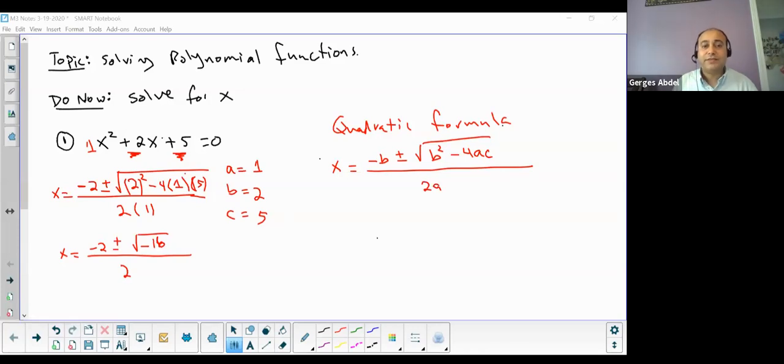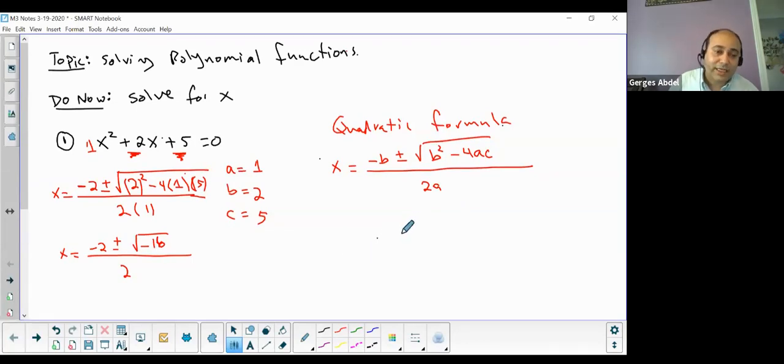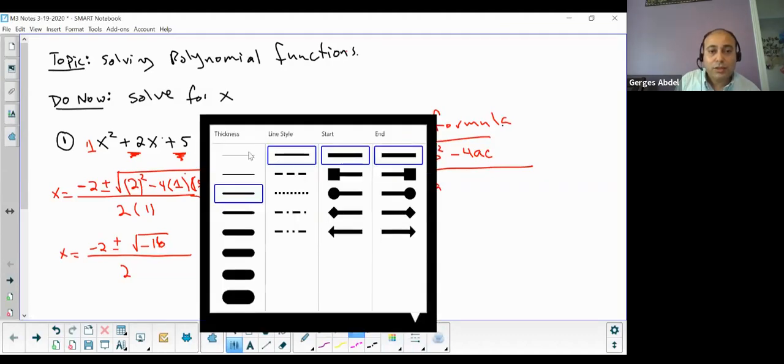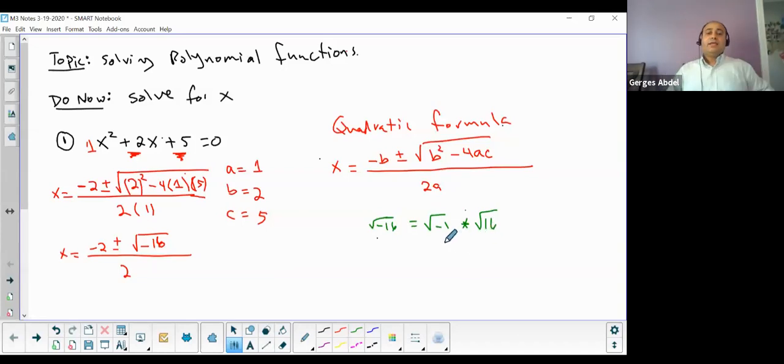But anyway, the square root of negative 16, if you put this in the calculator, it is going to give you an error or not a real number. So the square root of negative 16 is equal to the same thing as the square root of negative 1 times the square root of 16. The square root of negative 1, if you remember this from Math 2, is the same as i. So that is i times the square root of 16, which is 4. So that's the same as 4i.